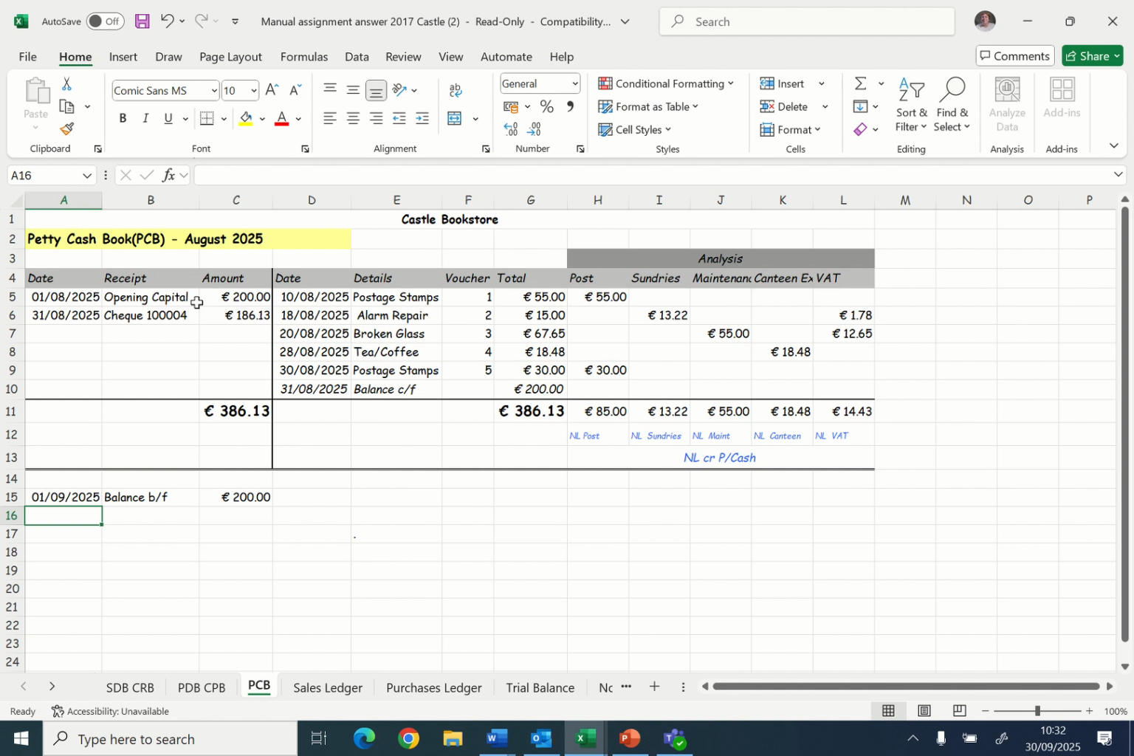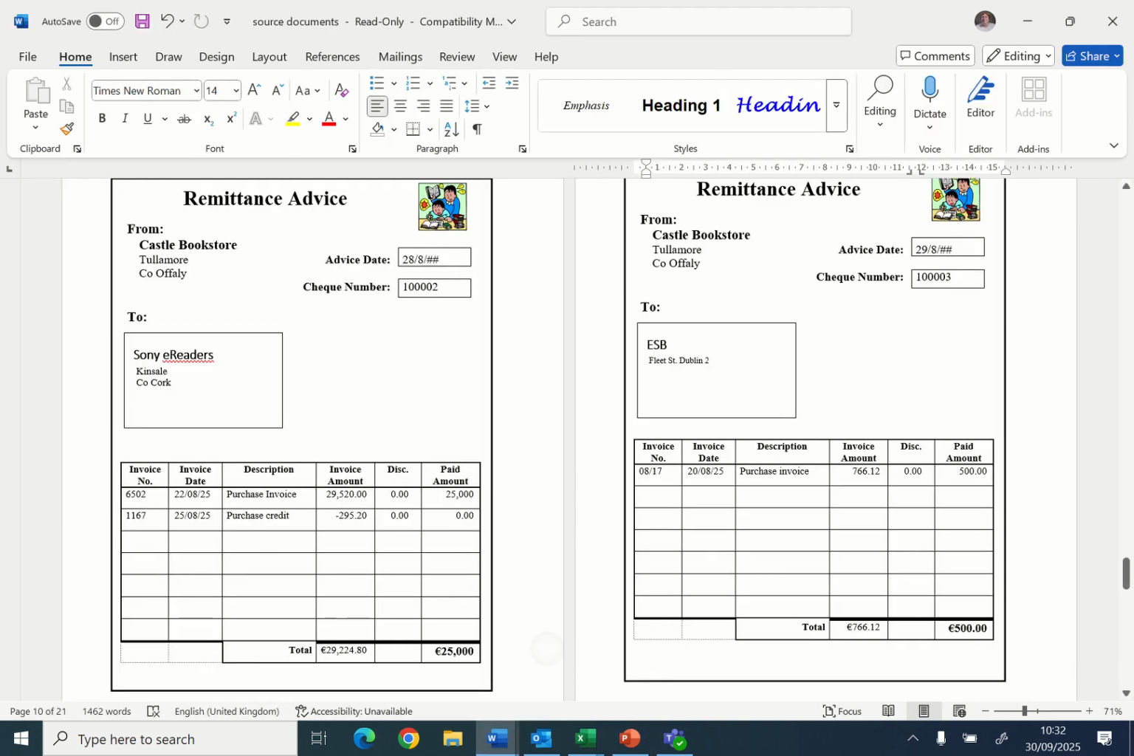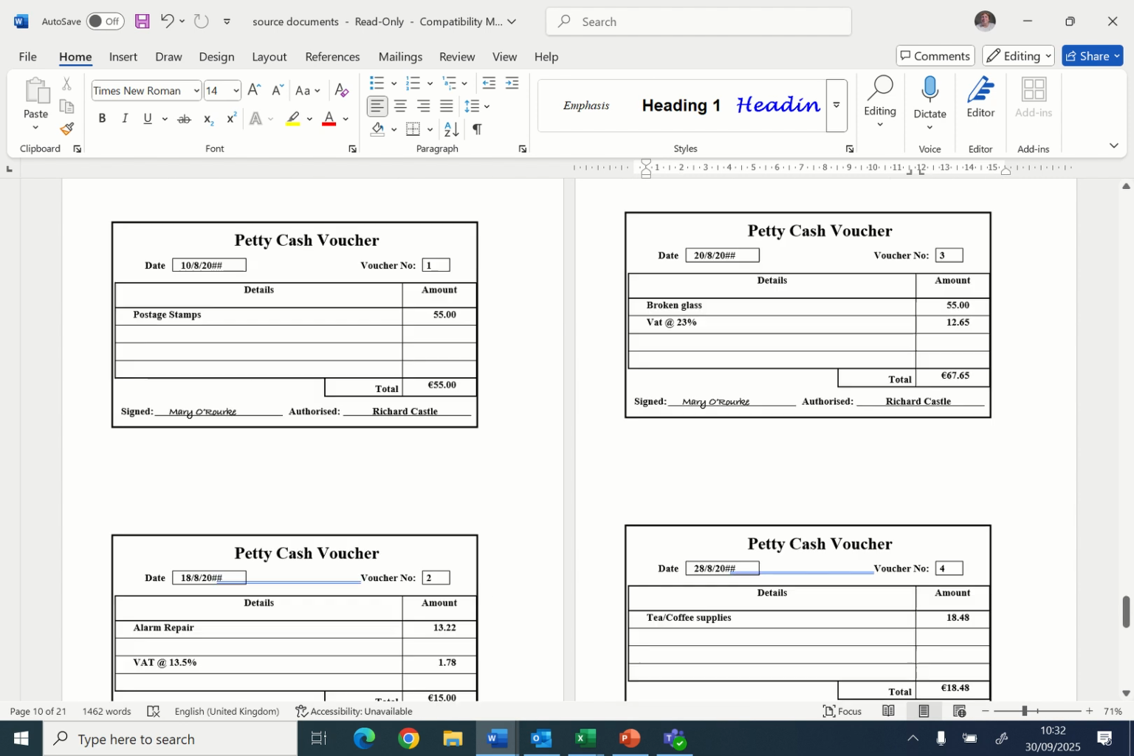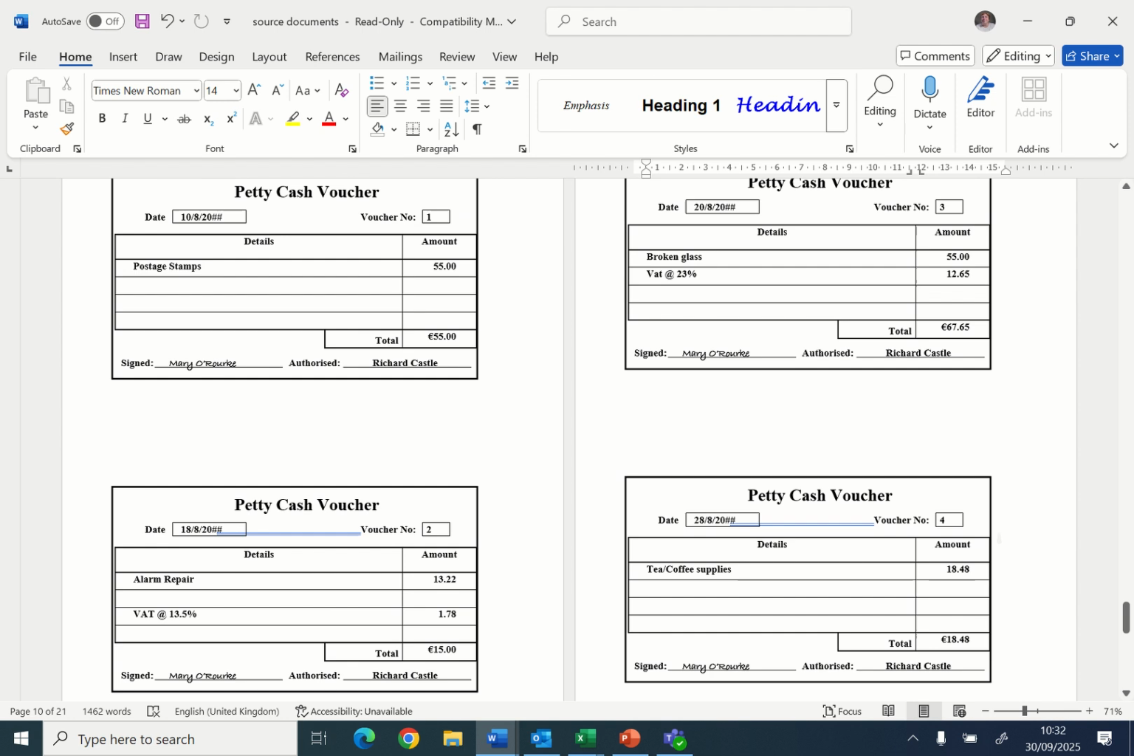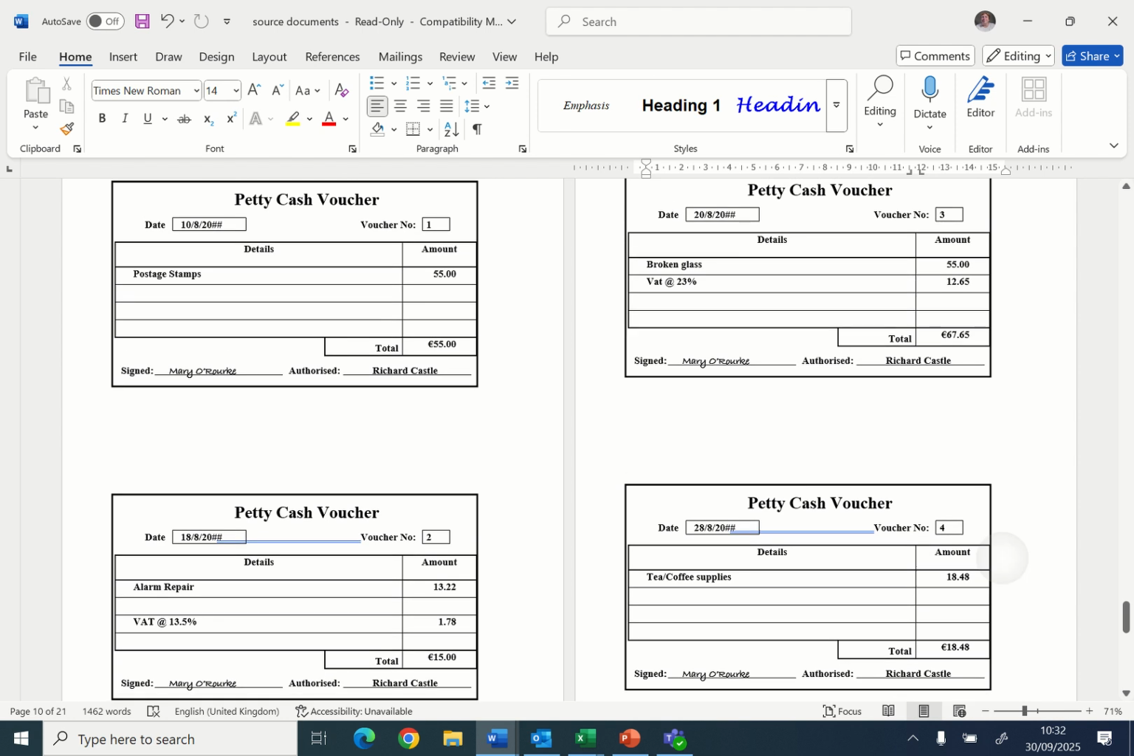So on the 1st of August, we started off with opening capital of €200. Then during the course of the month, we had five purchases. So we have our petty cash vouchers here. There's four, five. Okay. So we're just taking the information from our petty cash. Now there can be VAT on petty cash purchases that we would need to deal with, and we see that there in voucher 2 and 3. So we'll look at those.